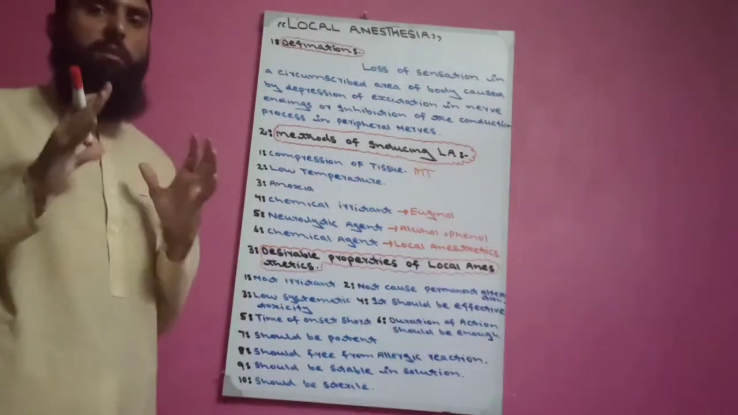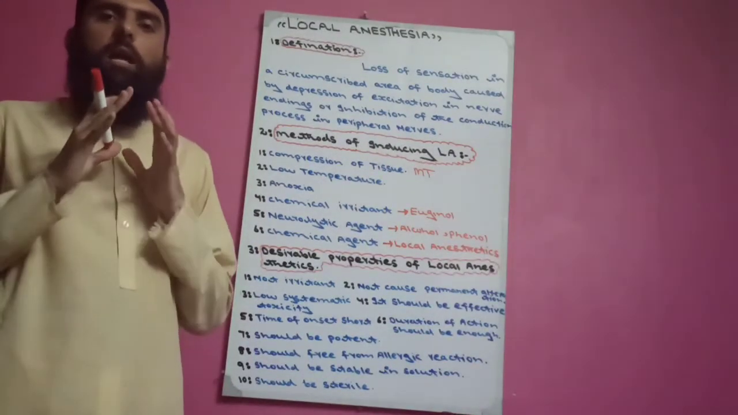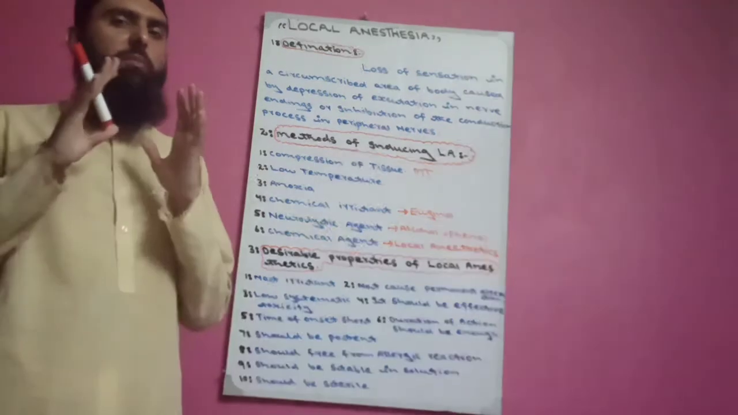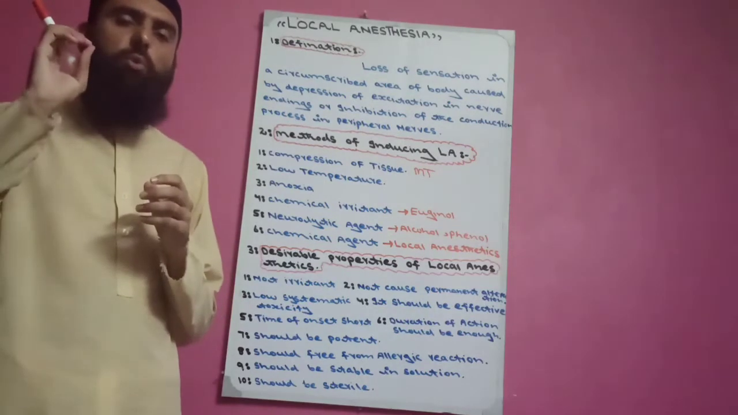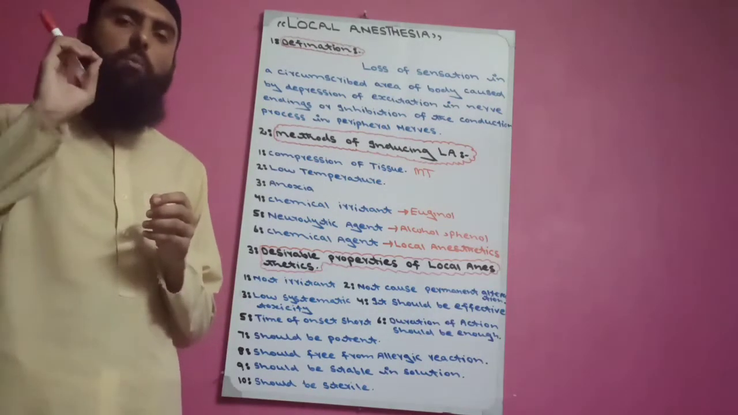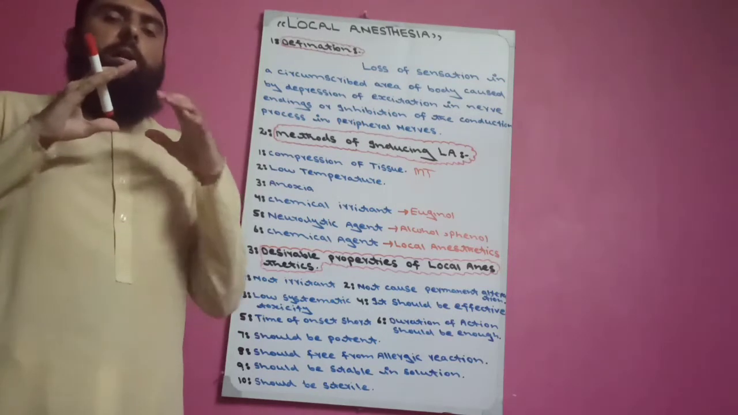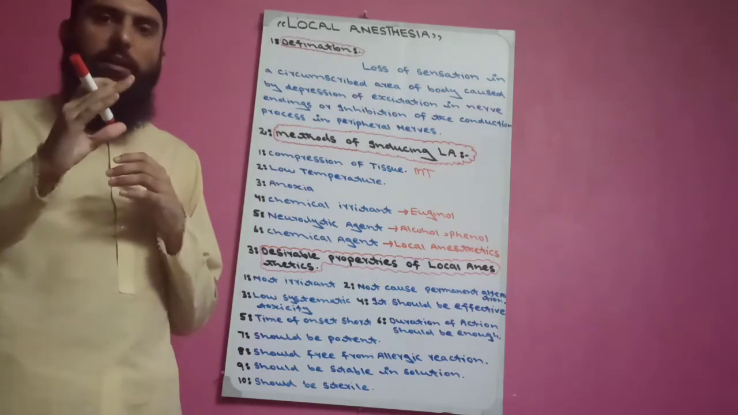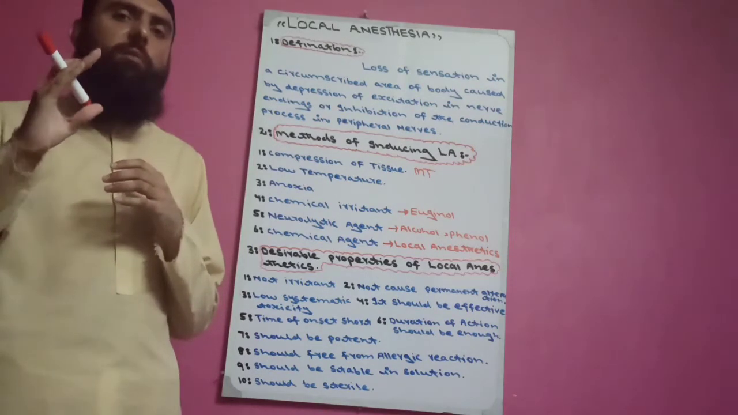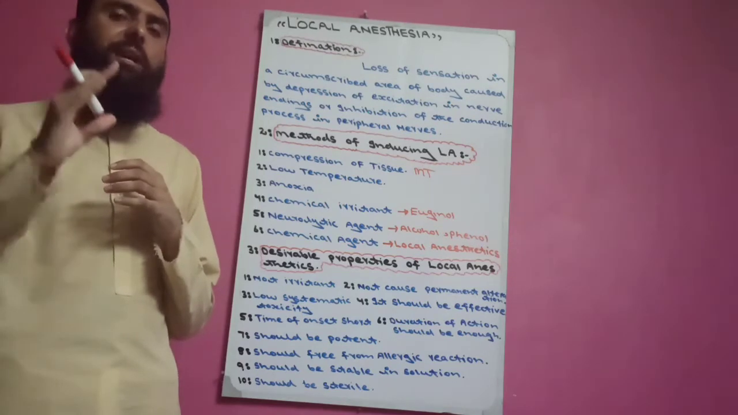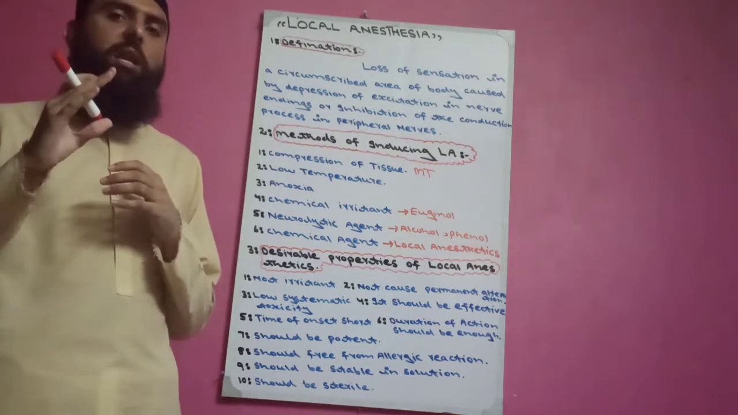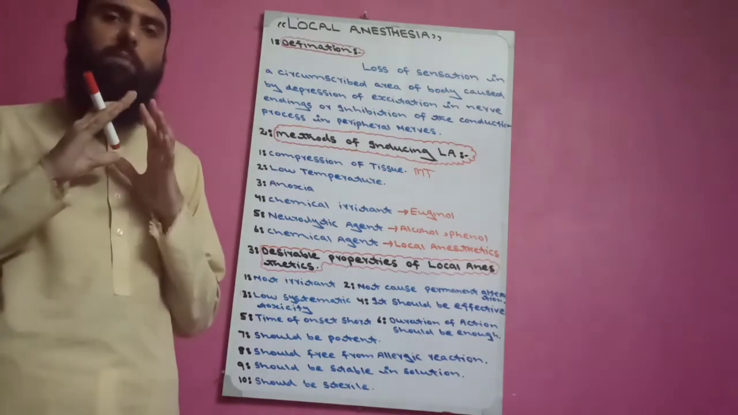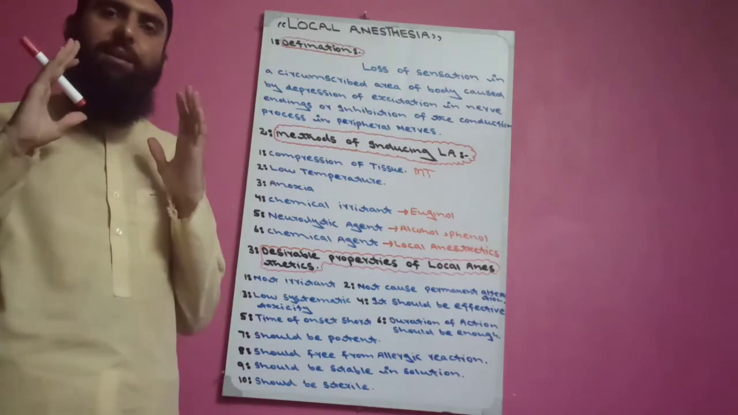What is local anesthesia? Basically, local anesthesia is loss of sensation in a specific area due to two causes. Number one cause is depression of excitation in nerve ending. The second cause is inhibition of conduction of impulse in peripheral nerves. These are the two causes of loss of sensation in a specific area.